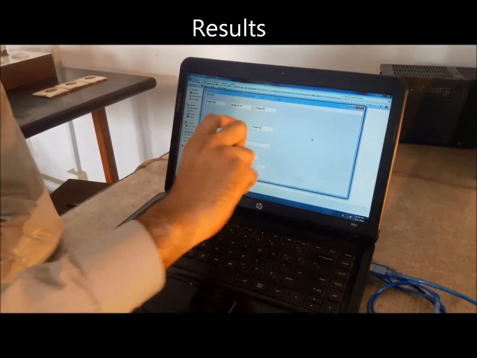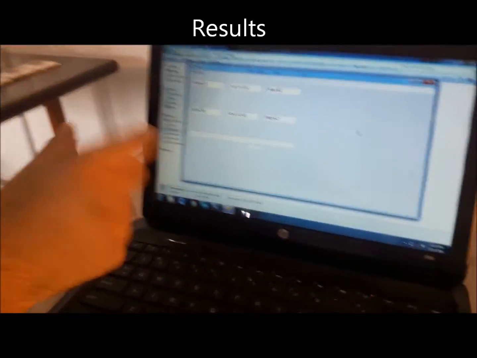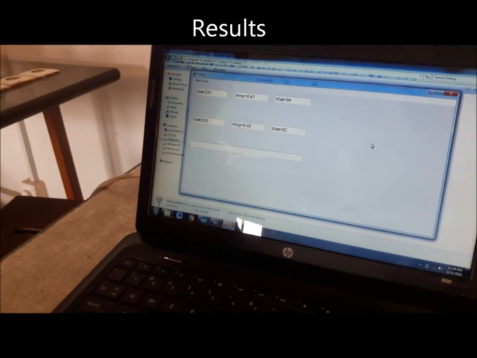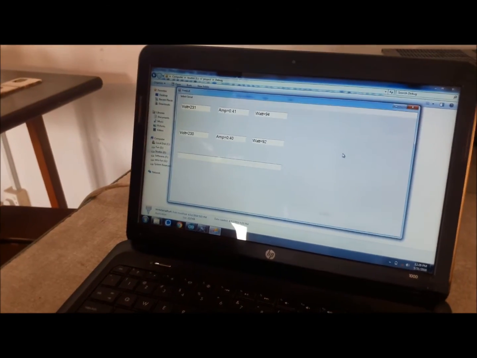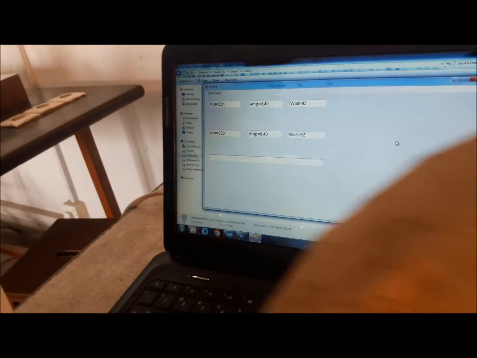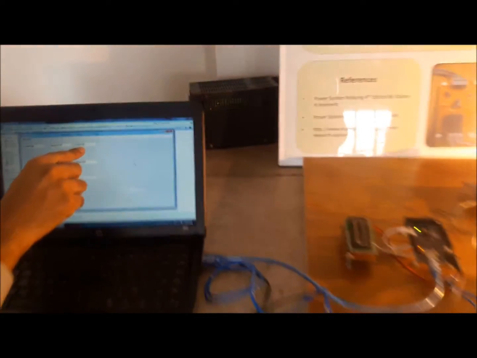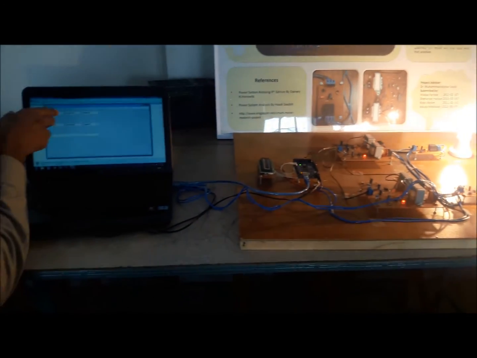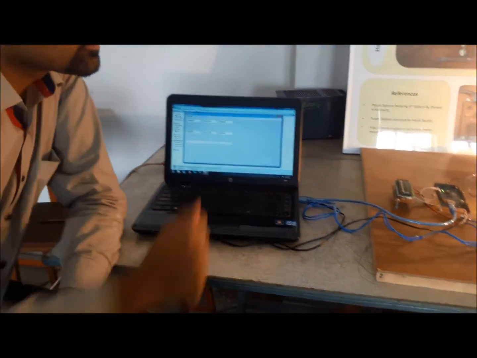Okay, this is the GUI page where we are displaying our current, voltages and watts. I have made this GUI page in Visual Studio, from where we can get a page and draw the blocks. So you can see we have 92 watt bulbs in both loads. We have voltages of 230 and 221, almost equal, and current is also equal. So we are measuring our watts here.